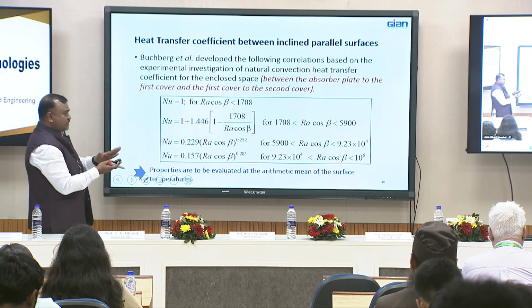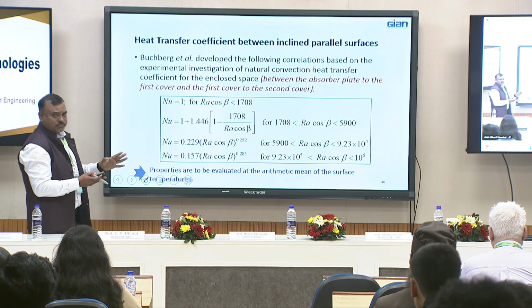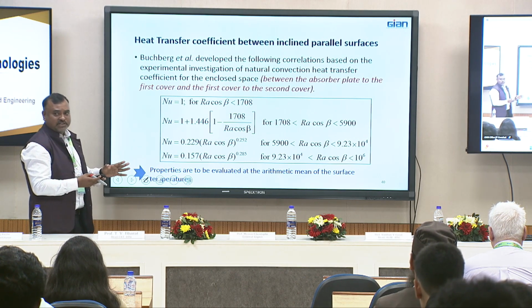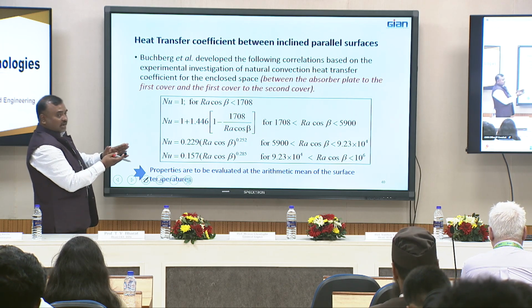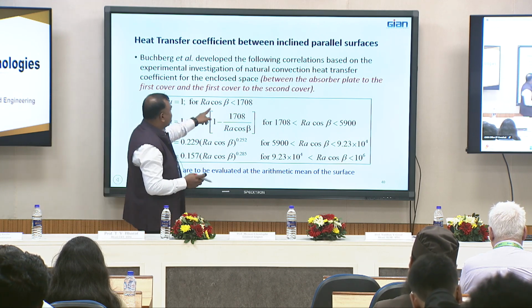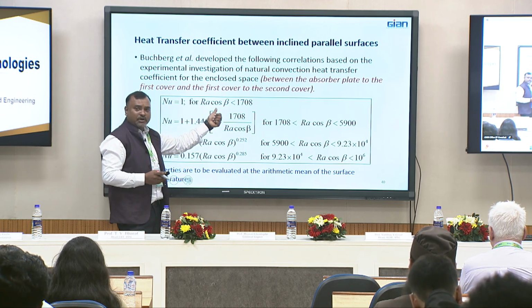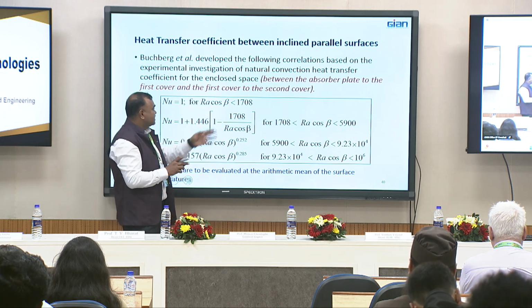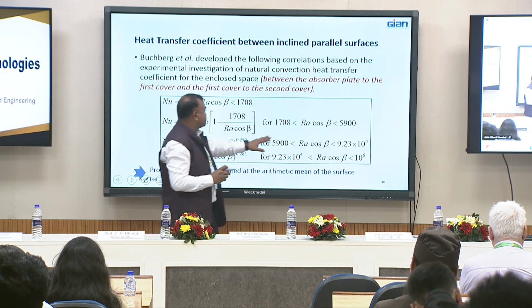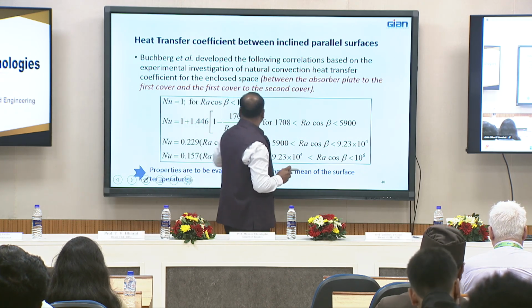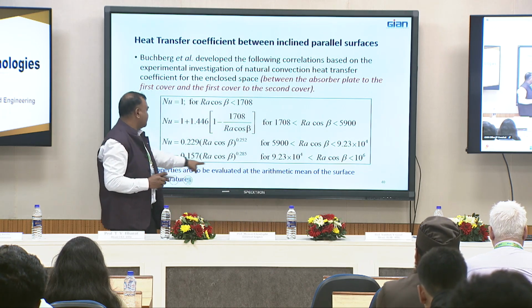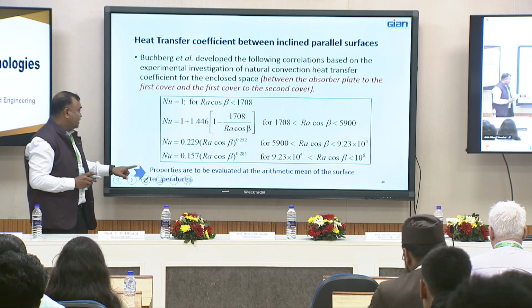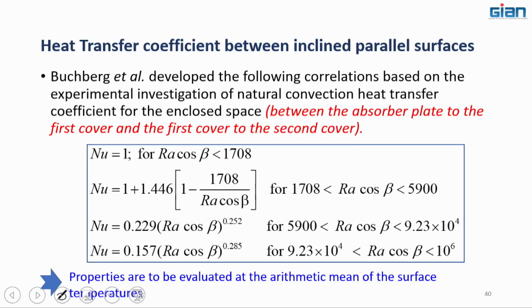For this kind of situation, I am not giving a lot of heat transfer correlations for finding this heat transfer coefficient, because from the plate to glass cover 1 these are all parallel, and you need to find out what is Ra cos beta. It's the Rayleigh number multiplied by cos of beta, where beta is the tilt angle. If the range is between these two values, then you use this expression, and if it is in these two values, then you use this expression, and similarly for the last expression. But these properties are to be evaluated at the arithmetic mean of the surface temperatures, because of the mean temperature.